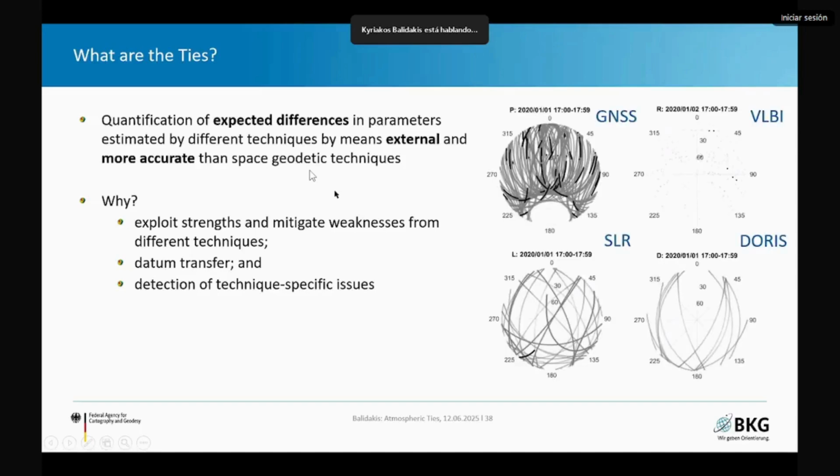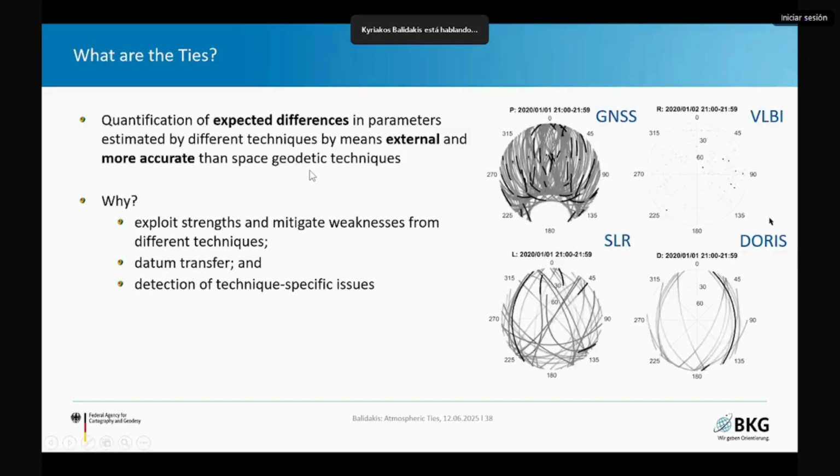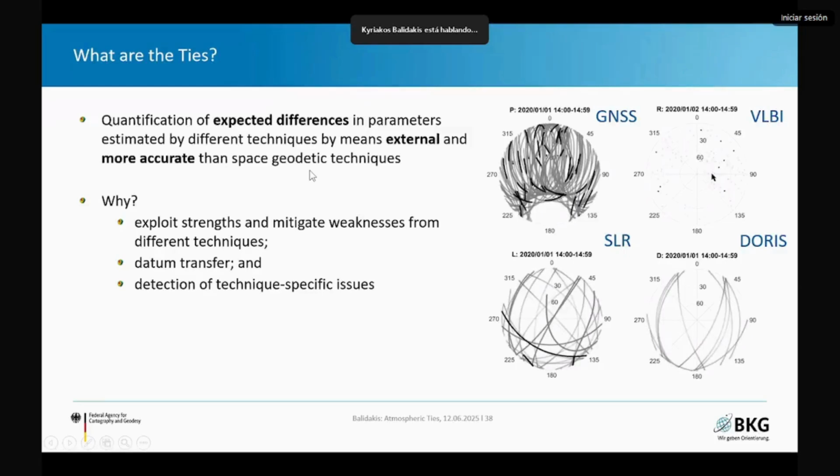On the right here, you can see some sky plots I created quite some time ago, and they illustrate how the targets appear from the GNSS viewpoint, VLBI, SLR, and DORIS. And you see that, for example, in techniques like DORIS and VLBI, the observation geometry is relatively poorer compared to GNSS. So if you want to have a good tropospheric delay estimation, VLBI and DORIS will benefit from a combination with GNSS.